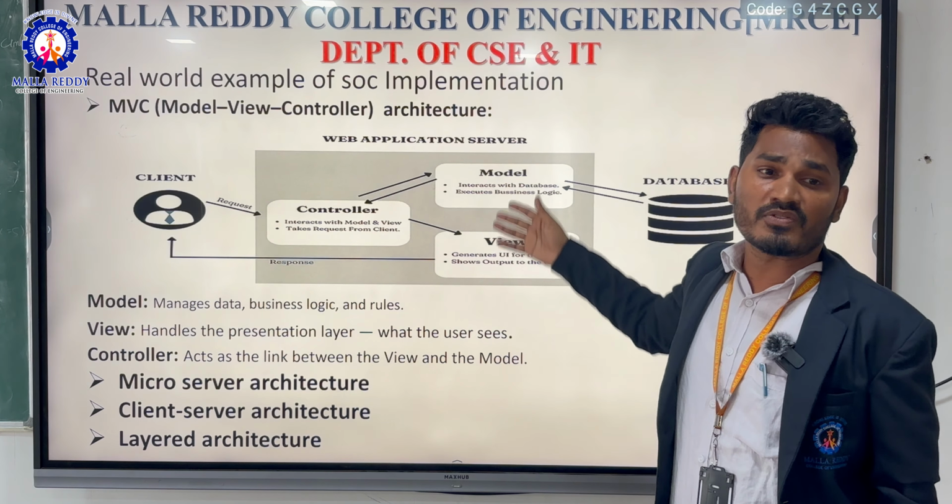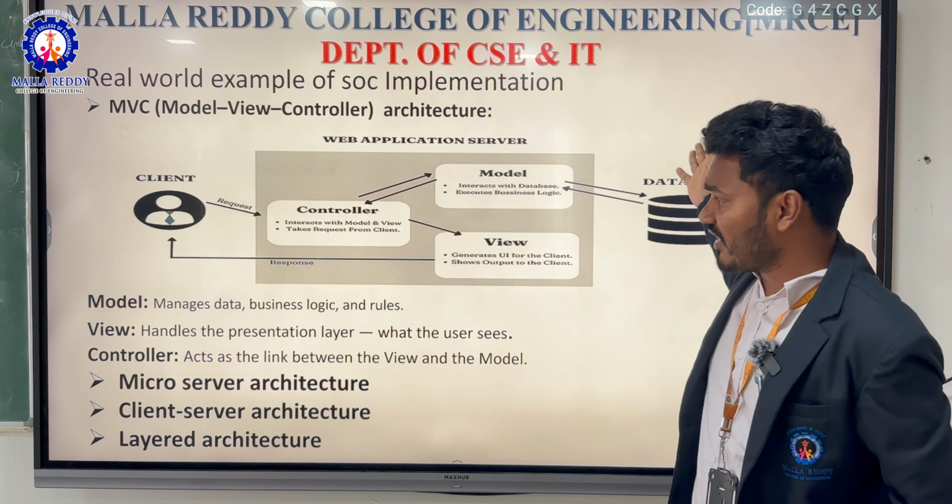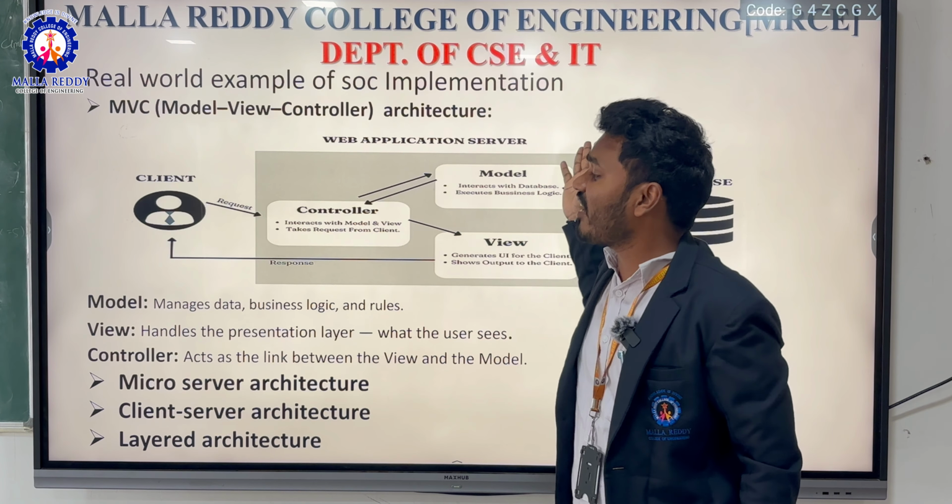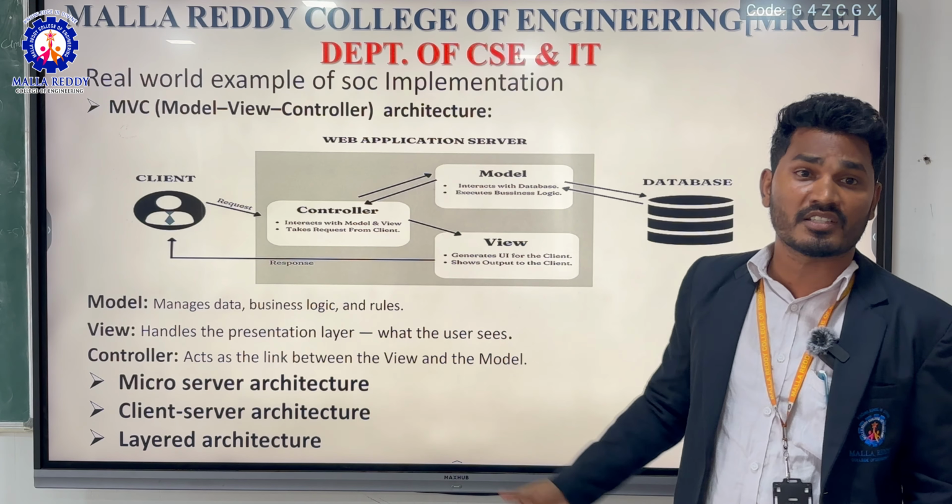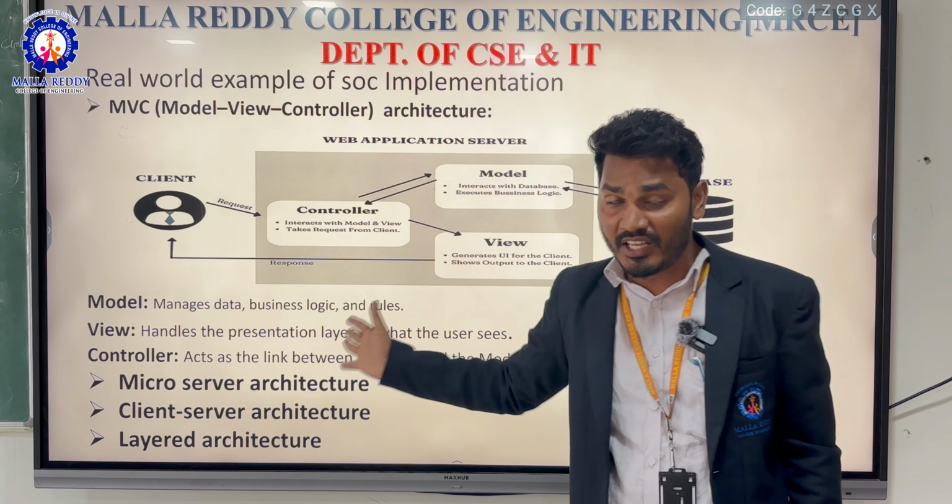Real-world examples of separation of concerns: first, MVC architecture; next, microservice architecture; next, client-server architecture; and next, layered architecture.